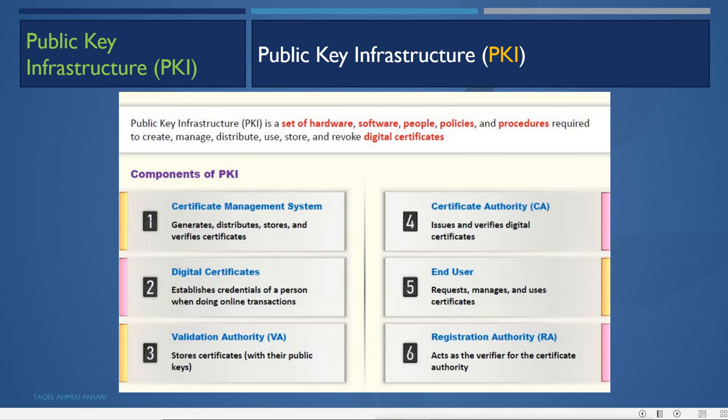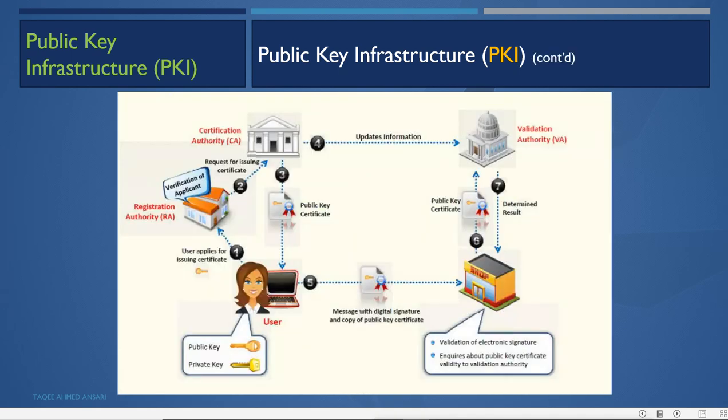Now these are the components of the whole PKI infrastructure. Now what is the infrastructure and how does it work? Very simple. Suppose the user tries to connect to some site, like an online shopping site. What does the site do first?